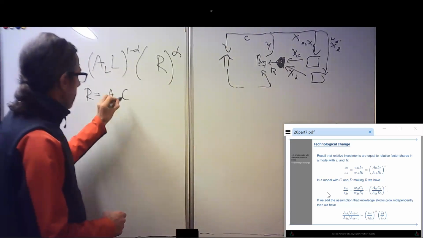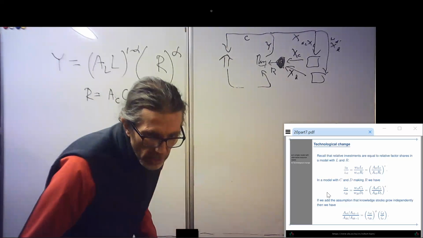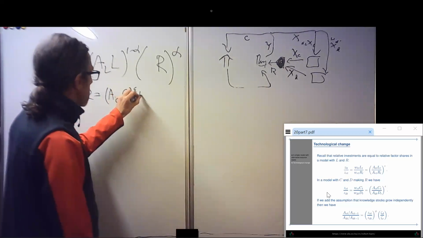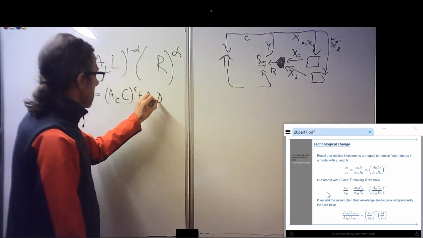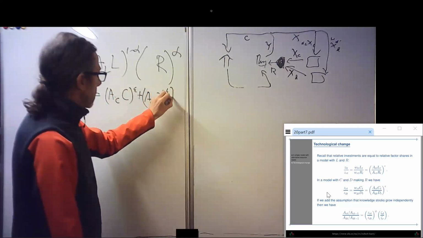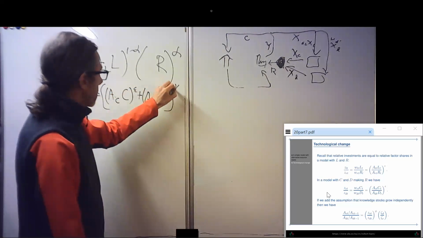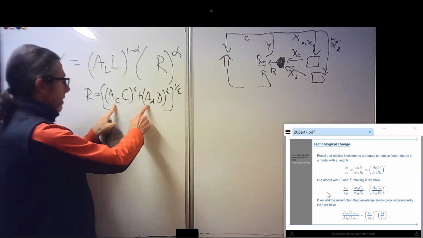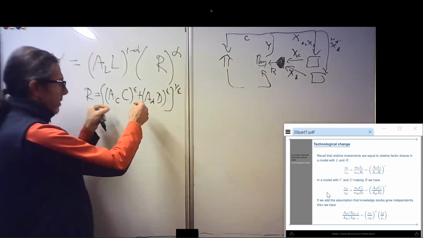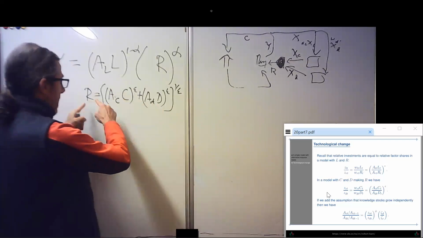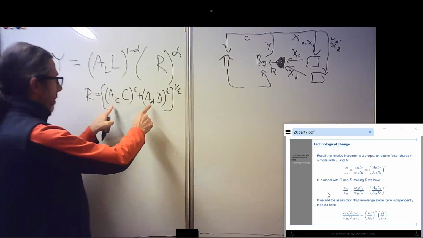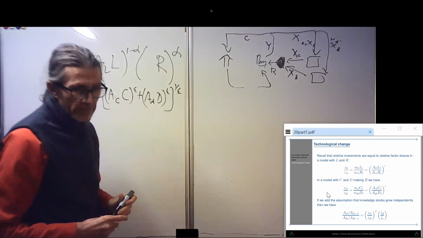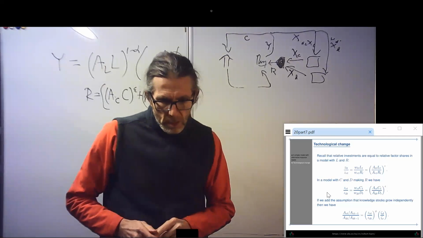AC, and now I've called it C. I've changed notation. Sorry about that. A C to the epsilon plus A D D to the epsilon, to the 1 over epsilon. So C and D are the physical inputs. These are the productivities. Before, I took the A outside, and now I've left them inside and said they're going to change endogenously.